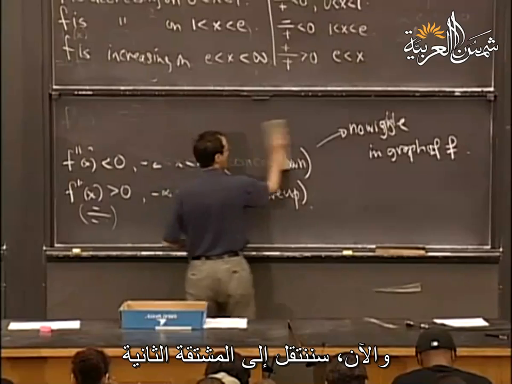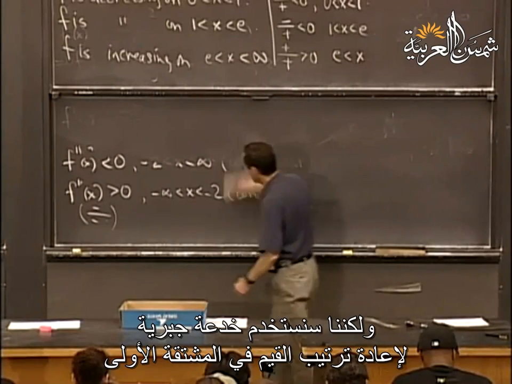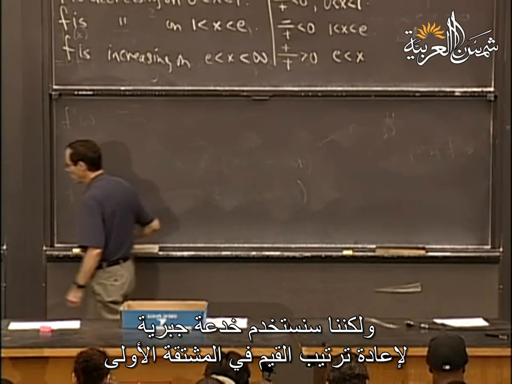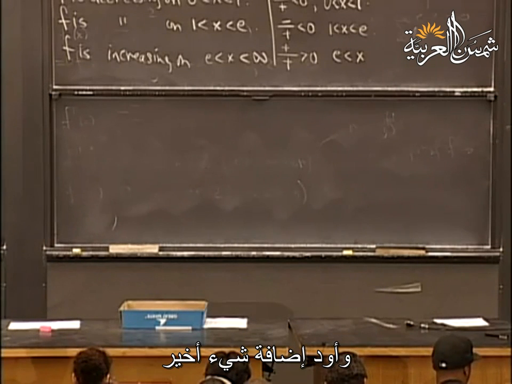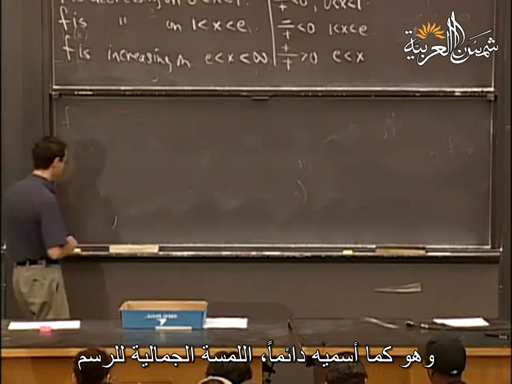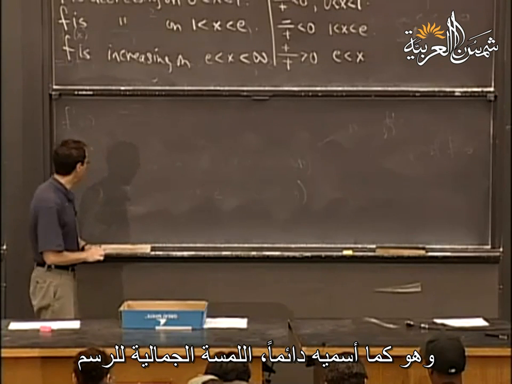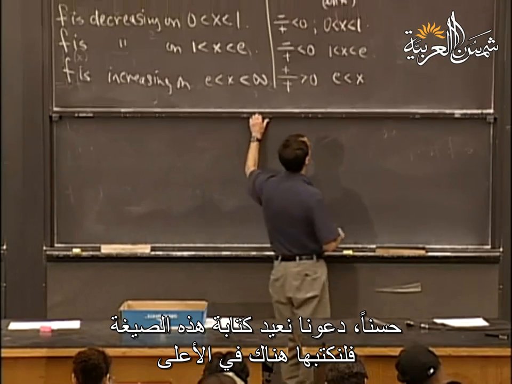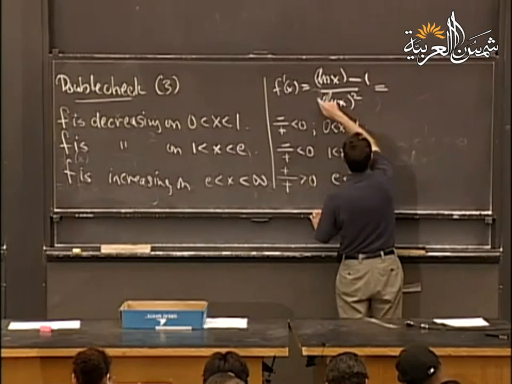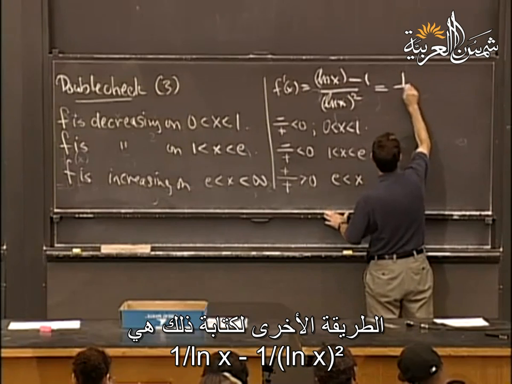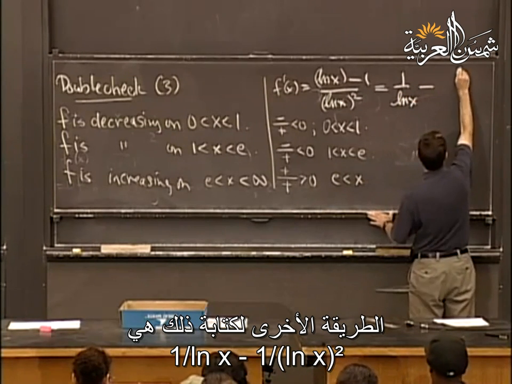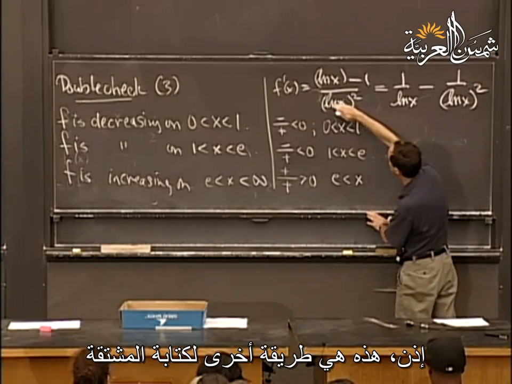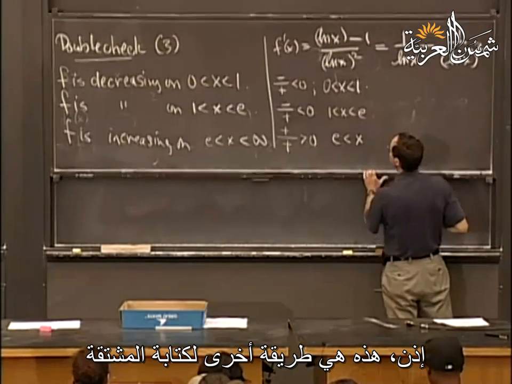All right, so now we're going to go on to the second derivative, but first I want to use an algebraic trick to rearrange the terms, and I want to notice one more little point, which as I say, is decoration for the graph. So I want to rewrite the formula. Maybe I'll do it right over here. Another way of writing this is 1 over log x minus 1 over log x squared. All right, so that's another way of writing the derivative.